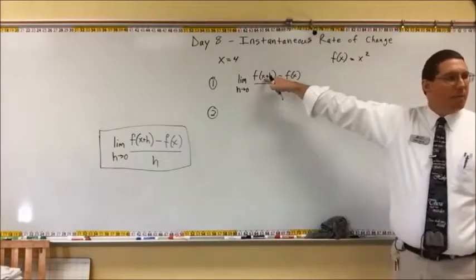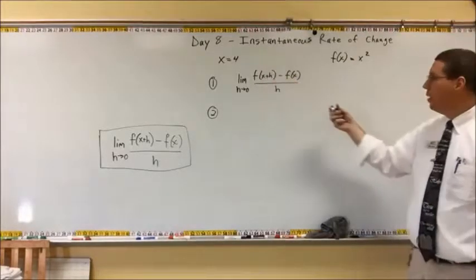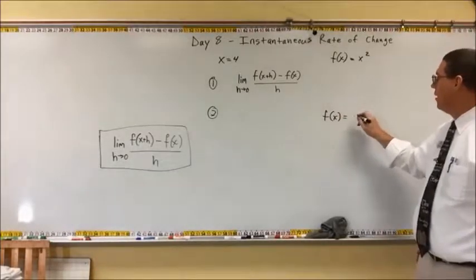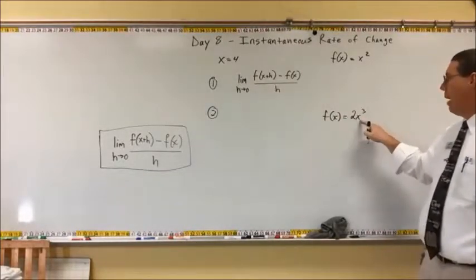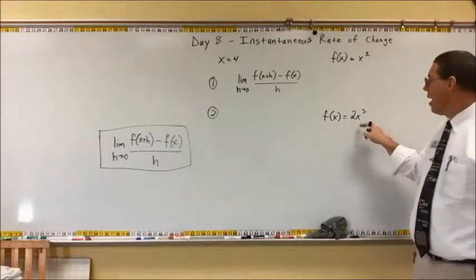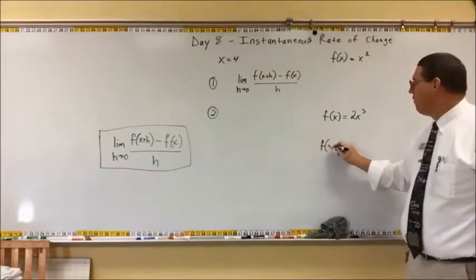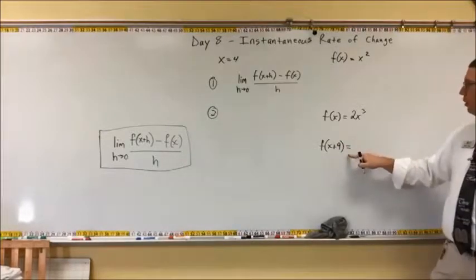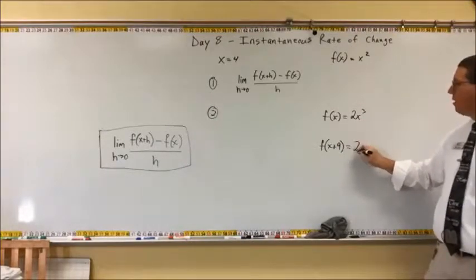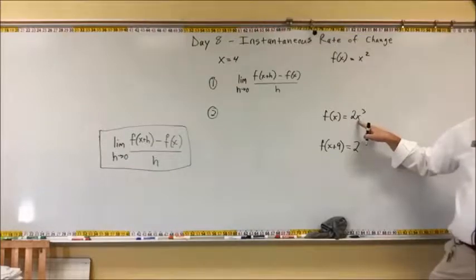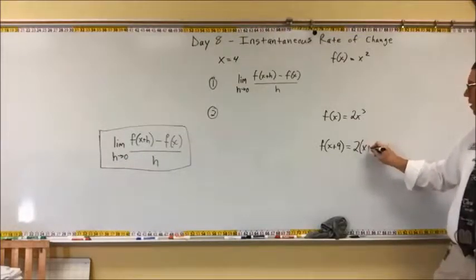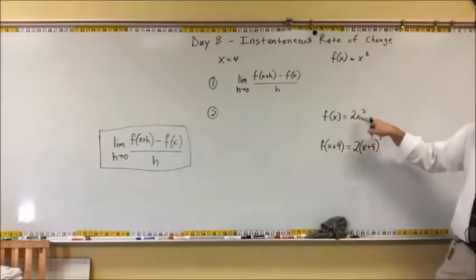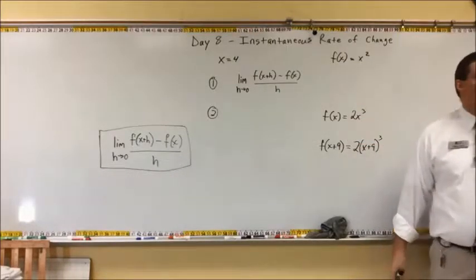Do you see where it says f of x plus h? I need you to understand that if you had some arbitrary function that said 2x to the third power, and you wanted to know what f of x plus 9 is, here's what you would do: you would rewrite the function, but instead of writing an x, you would write x plus 9 and then put it to the third power. Do you see what I did here? Do you see that? That's called a composition function.